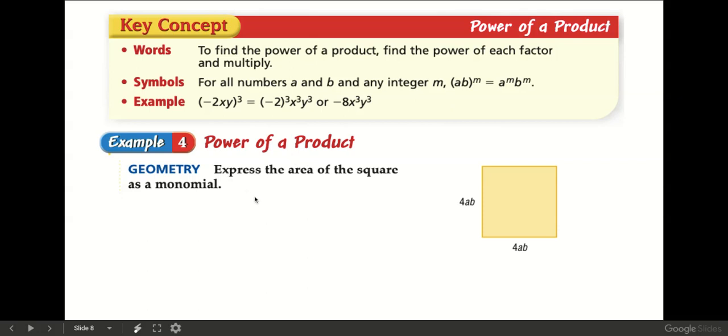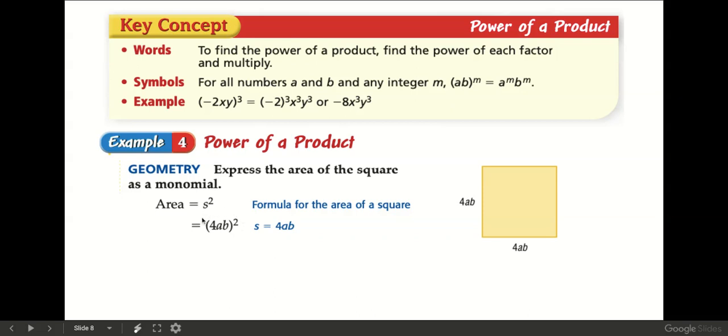It says express the area of a square as a monomial. Here they give us a square. This side has a length of 4ab, and this side has a length of 4ab. In a square, all the sides are the exact same length. The area of a square is always equal to the length of the side squared, because it's length times width. So this times this is basically that times itself twice, squared. So 4ab squared would be the area of this square.